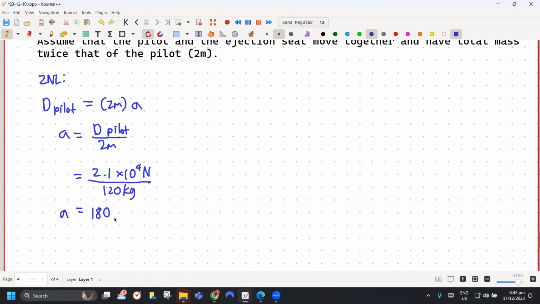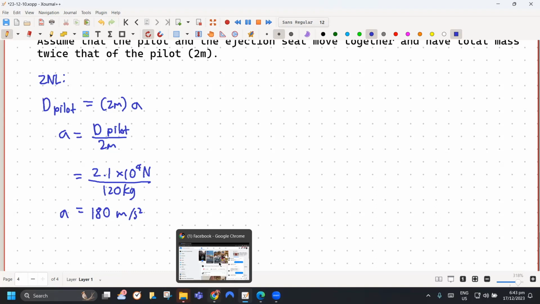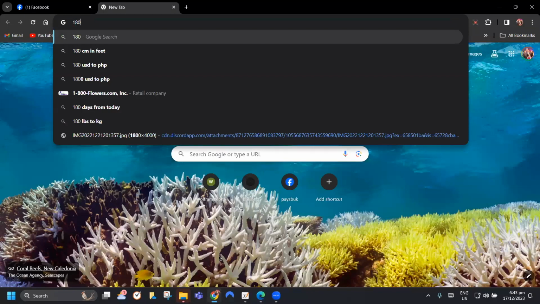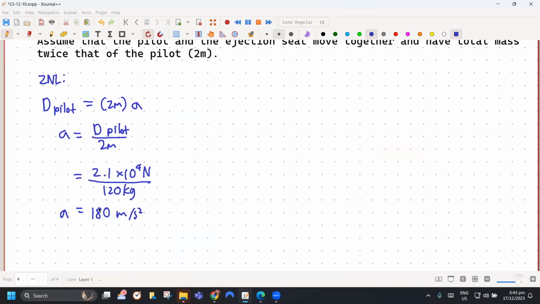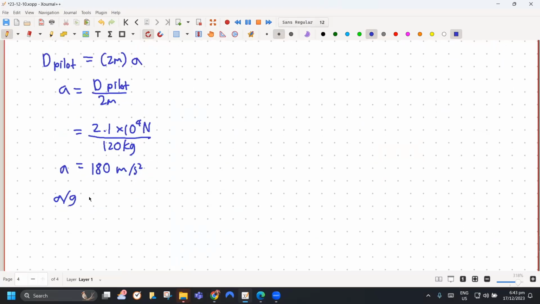One eighty. 177. So it should be 180 meters per second. Okay, now to compare, what's A over g? Let me say how many g's this is. 9.8. 18.1. So about 18 g. So 18 g's, right?